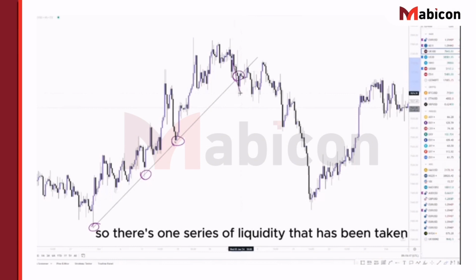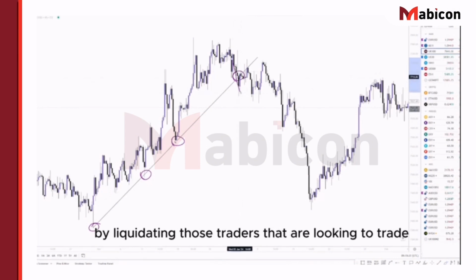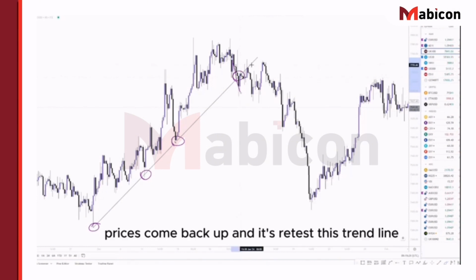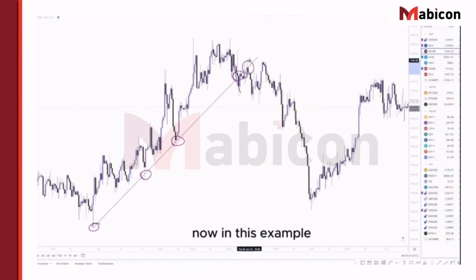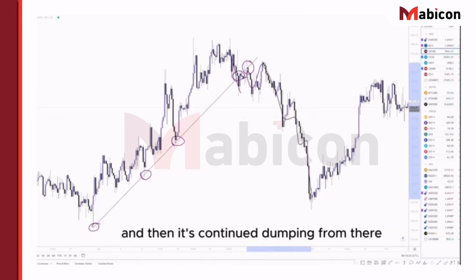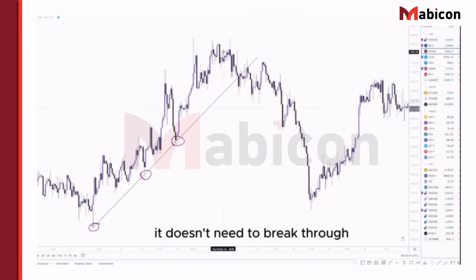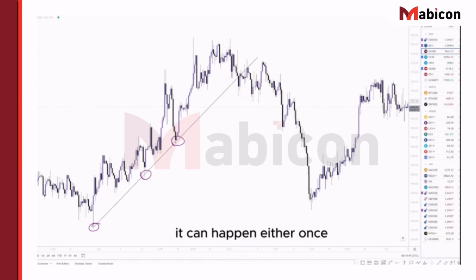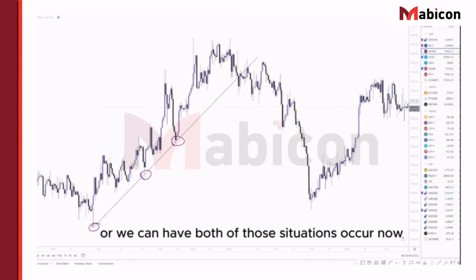So there's one series of liquidity that has been taken by liquidating those traders that are looking to trade on this trend line. And as you can see, price has come back up and retested this trend line. Now in this example, the break and retest of this trend line has clearly worked out. As we can see, price has pulled back and then continued dumping from there. Now, with a trend line, it doesn't need to break through and then take liquidity on both ends like the previous example we explained. It can happen either once, or we can have both of those situations occur.